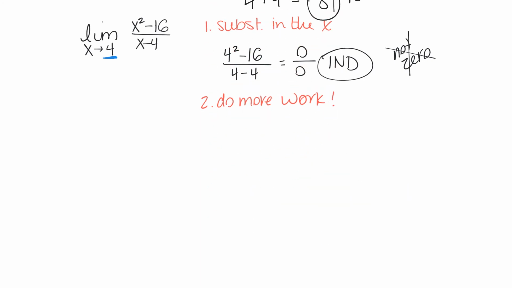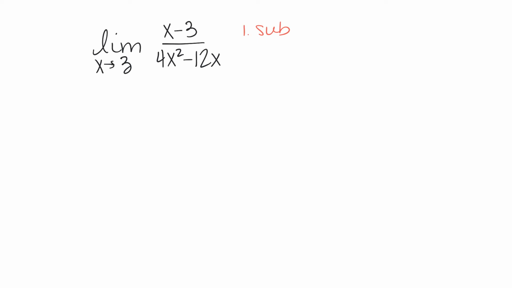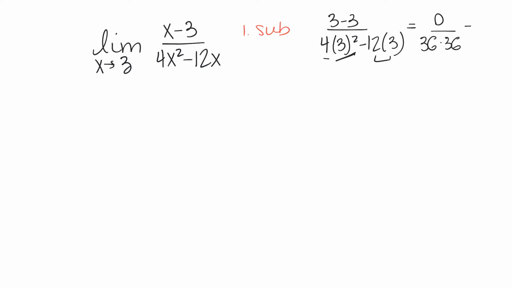All right, let's try this. Let's say we want to know the limit of x minus 3 over 4x squared minus 12x as x approaches 3. Okay, so step 1, substitute. So I'm going to say 3 minus 3 over 4 times 3 squared minus 12 times 3. I'm going to get on the top a 0, and on the bottom, 3 squared is 9 times 4 is 36, minus 36, 0 over 0. This is indeterminate. So that means I need to do more work.